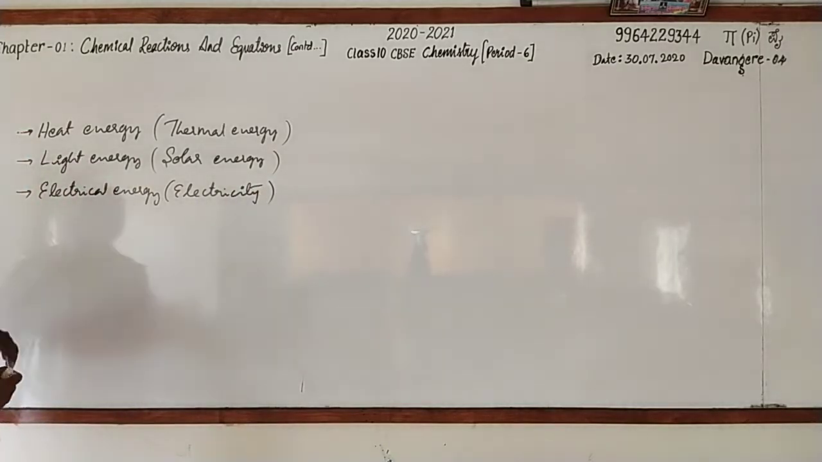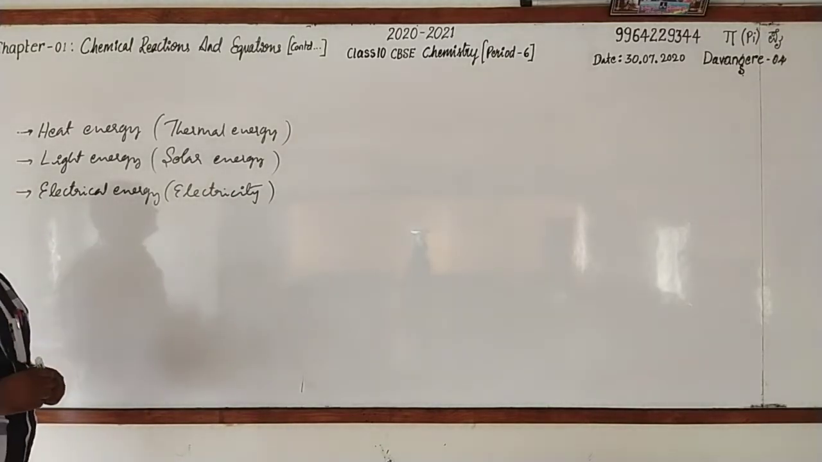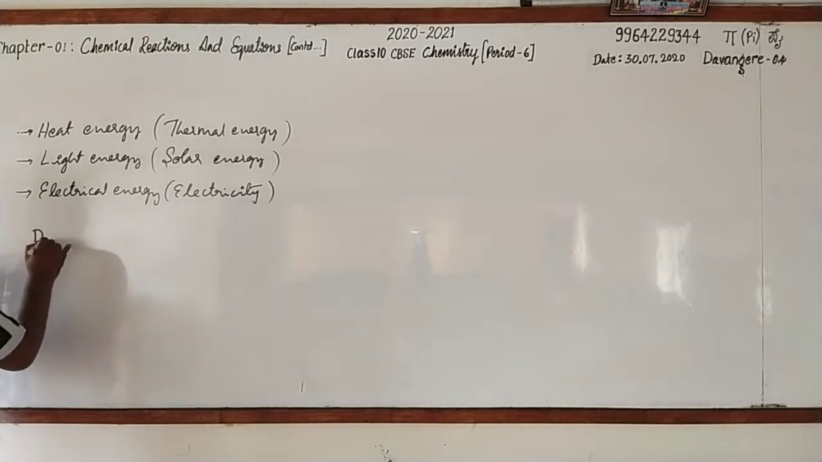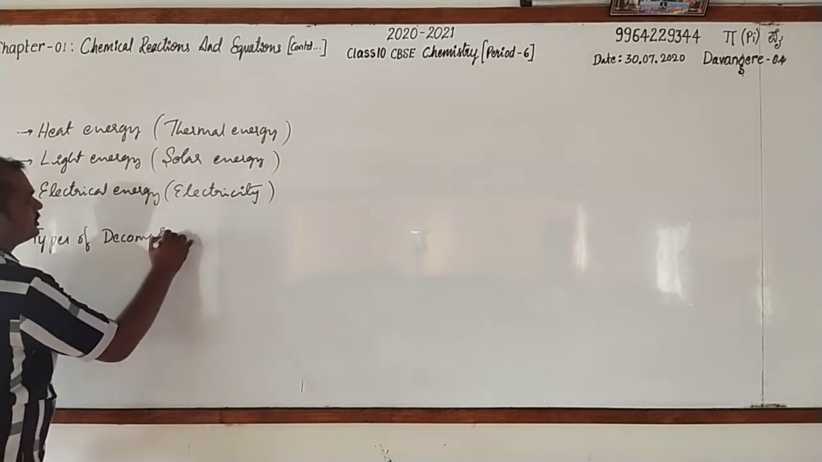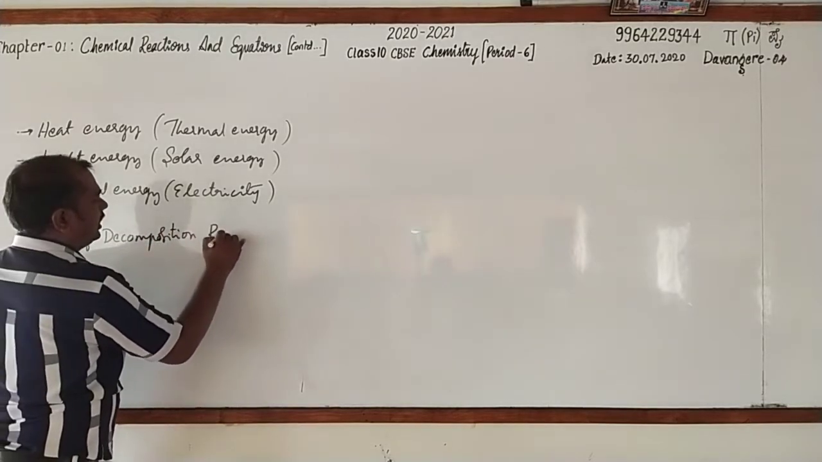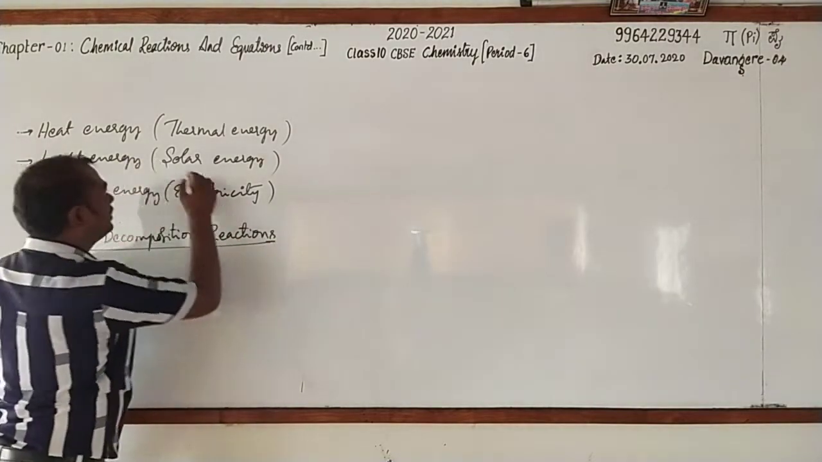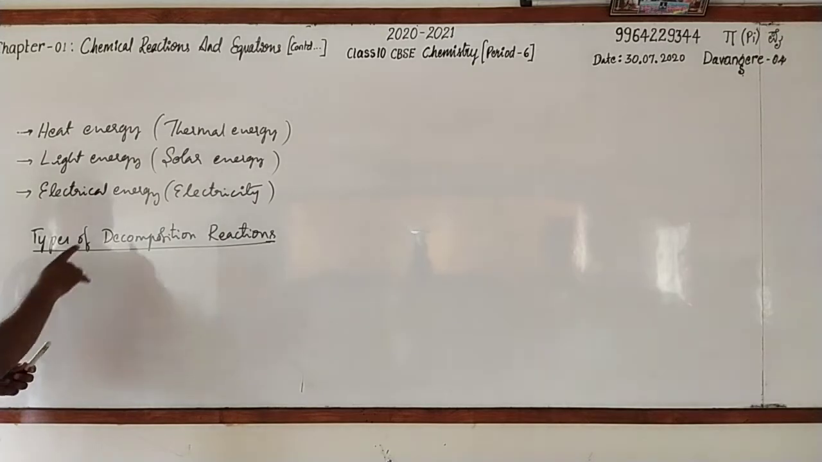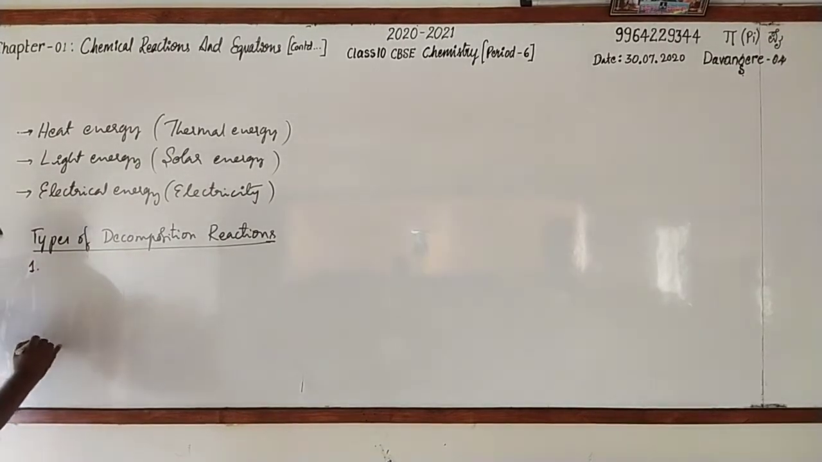And from these also we can go for understanding the different types of decomposition reactions. Here I'll write types of decomposition reactions, and these types are based on the different forms of energy that we use for carrying out the reaction. Here, first I will take an example so that you will be able to tell yourself.